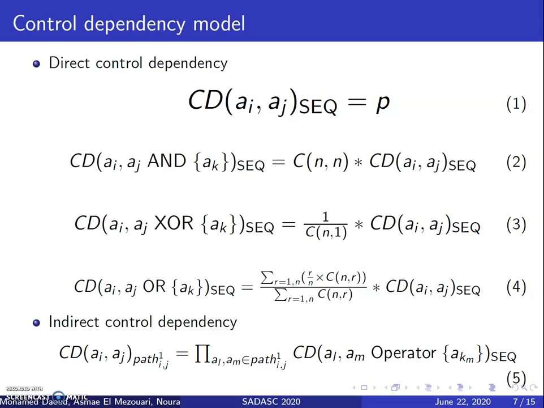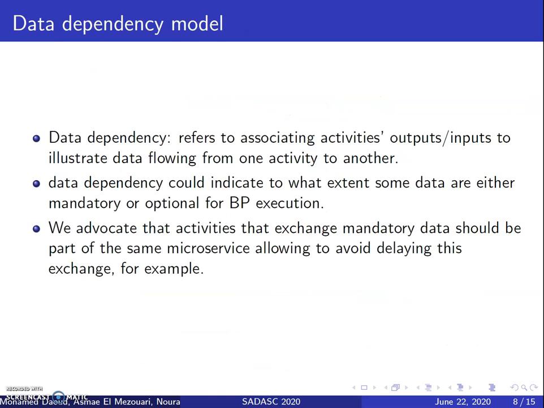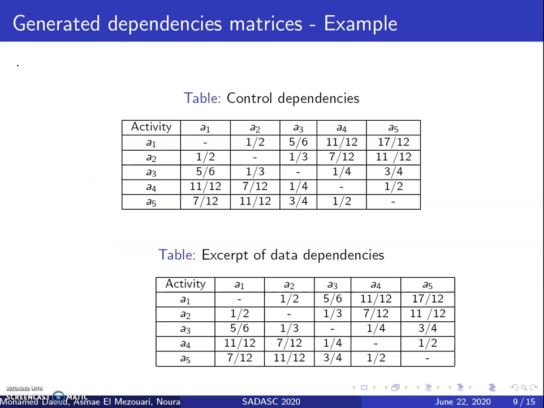For the control dependency model, we can have either a direct link or an indirect link between two activities. The following formula shows how to compute control dependencies between two activities as per the operators that connect them. For data dependency model, the idea is that activities that exchange mandatory or critical data and share a lot of data should be part of the same microservice. Here we have an example of matrix that store control and data dependencies.